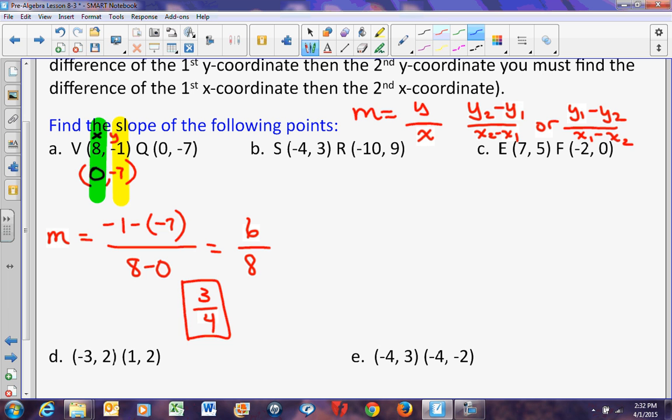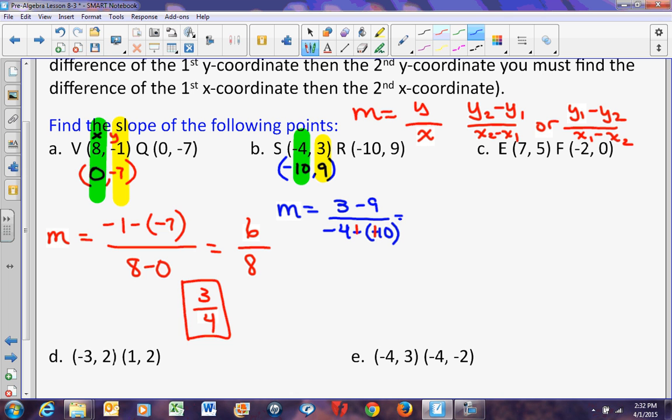And let's look at the next one. S is (-4, 3), and R is (-10, 9), so I'm going to write (-10, 9) right here. Okay, so the difference in my y-coordinates over the difference in my x-coordinates. So my slope equals the difference in my y-coordinates, that would be these guys. So in my case, 3 minus 9. Watch your signs, it will be the death of some of you. Over the difference in my x-coordinates, in this case, -4 minus a -10. Minus a minus becomes plus, so you'll have to do that.